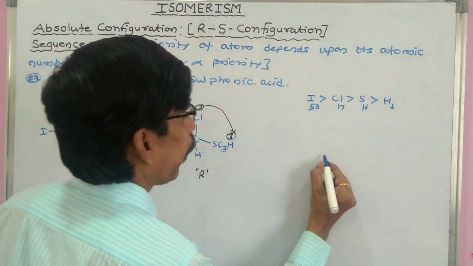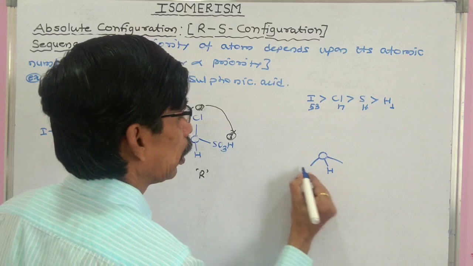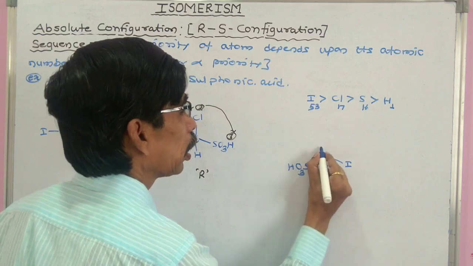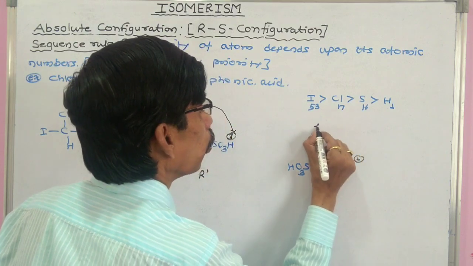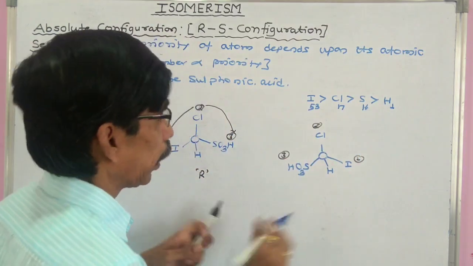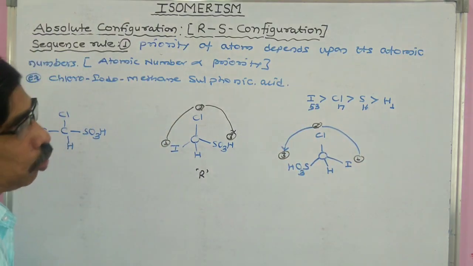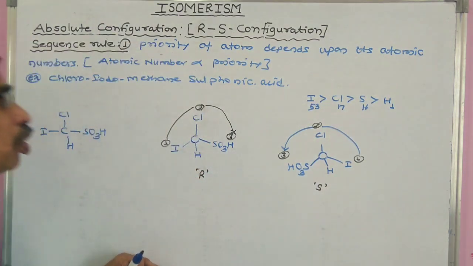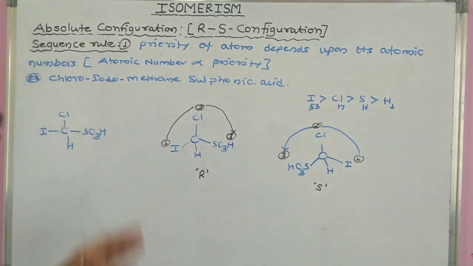Similarly, we can determine the same configuration in the S form. The H. Now this is the I, this is the SO3H, and this is the Cl. So this is number 1, number 2, and this is number 3. So we can travel from 1 to 2, 2 to 3. So this rotation is in the anti-clockwise direction, and therefore this is the S configuration. So this is the first rule, that the priority of an atom depends upon its atomic number. That is, atomic number is directly proportional to the priority.